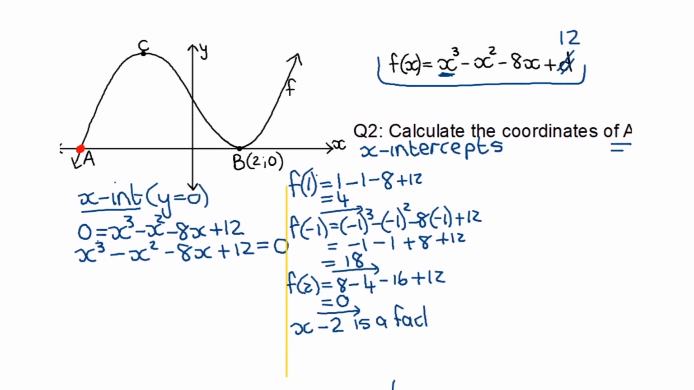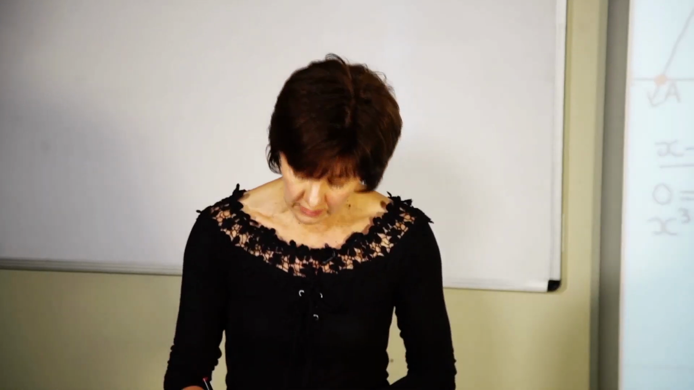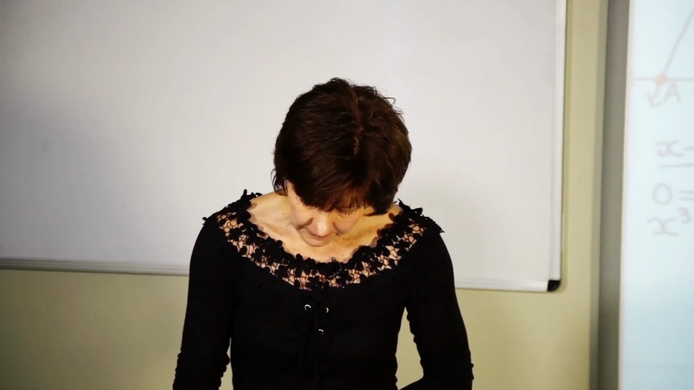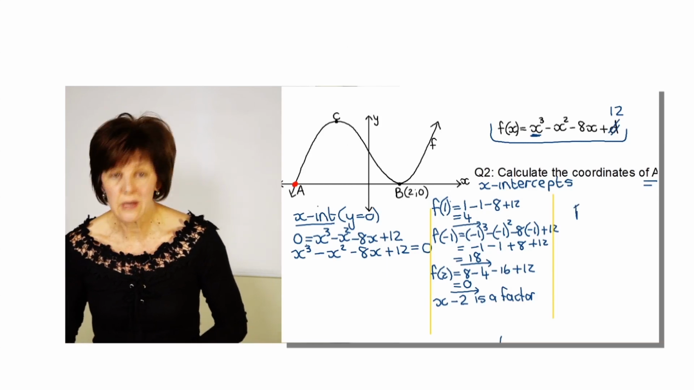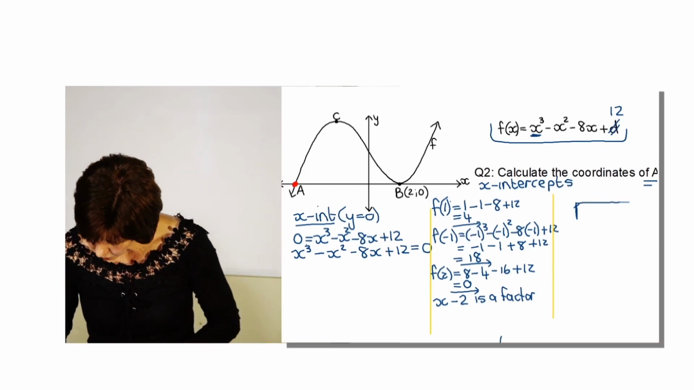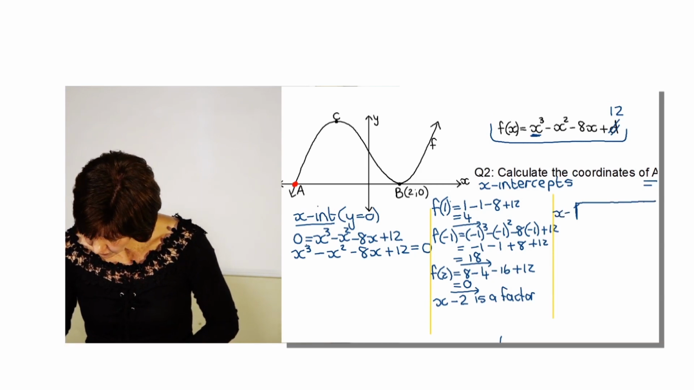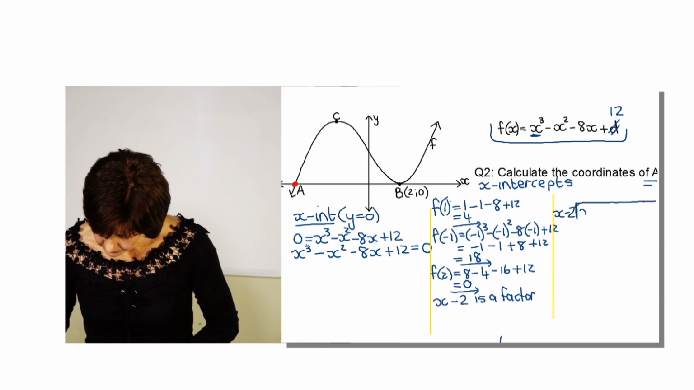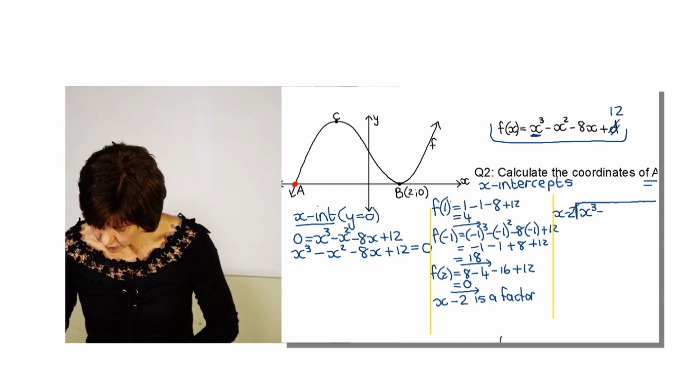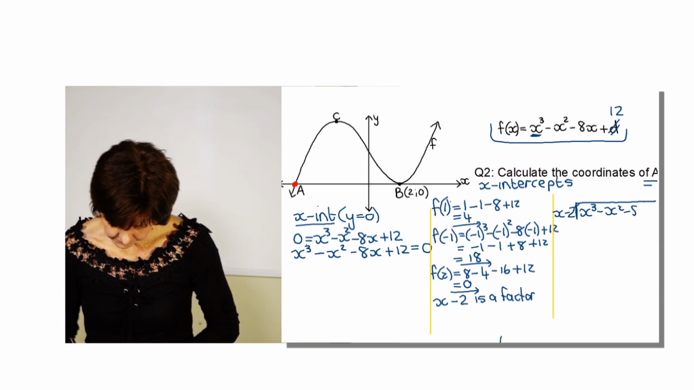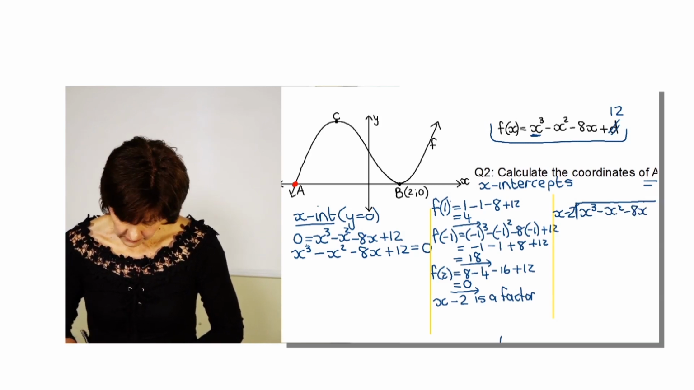And once I know at least one factor, there's more than one method. I'm going to use long division in this case. There's also another method which I will address in another example. So at this stage I can do long division. And x minus 2 will perfectly divide into this x cubed minus x squared minus 8x plus the 12.